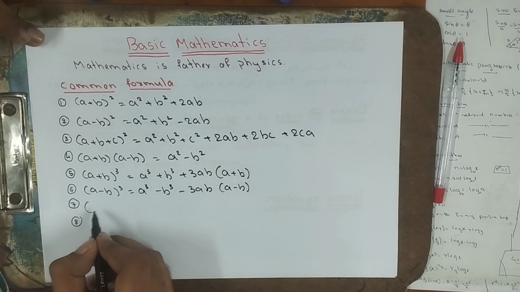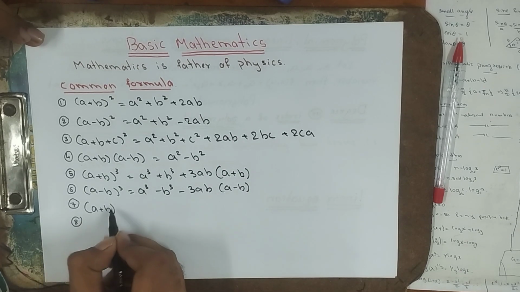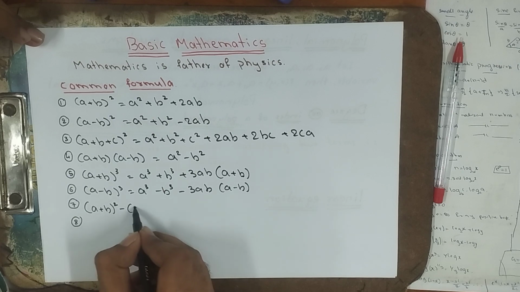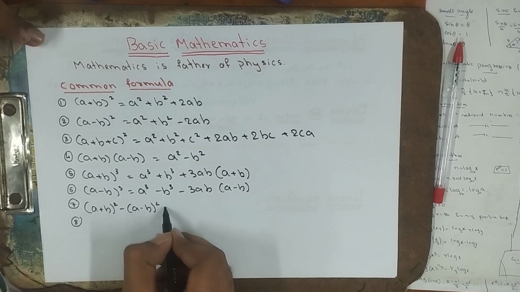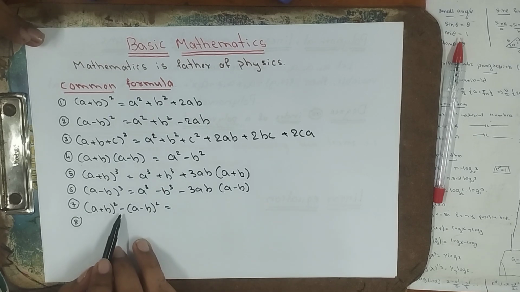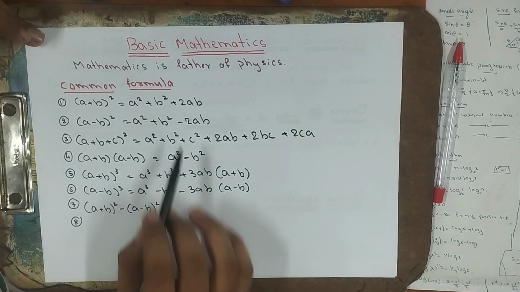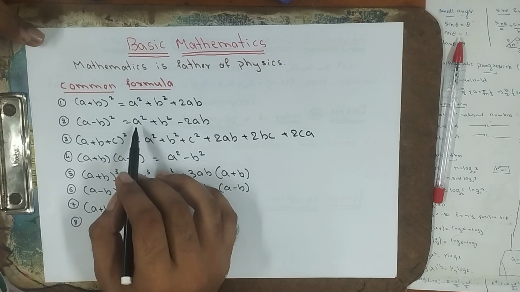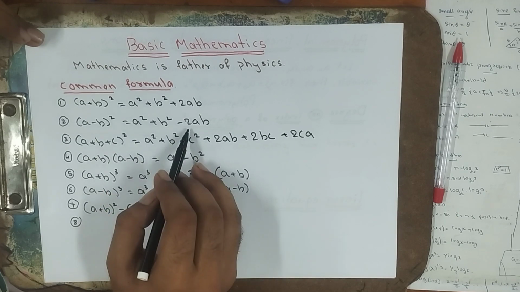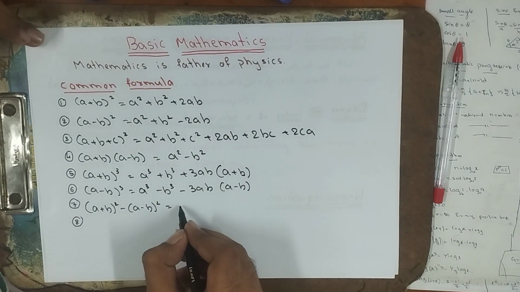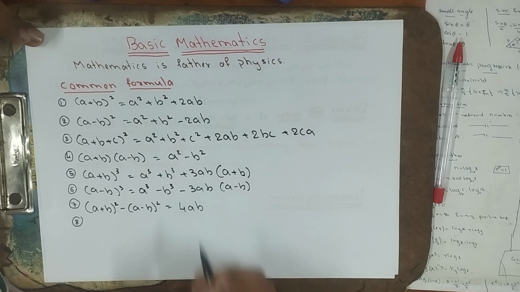The seventh one you can write: (a plus b) whole square minus (a minus b) whole square. See, don't use much brain. If it is minus here, this will become minus, this will become minus, this will become plus. Now in this, if it is minus, this one cancels, this is plus, what happens? What comes here? 4ab. Right?